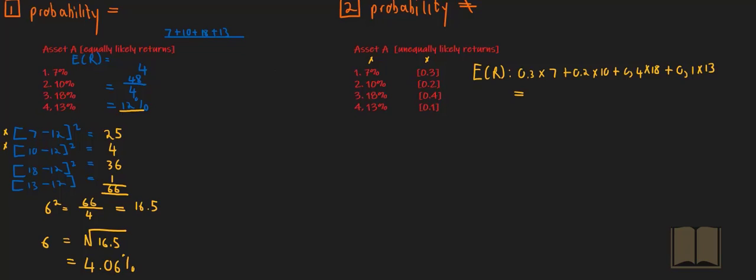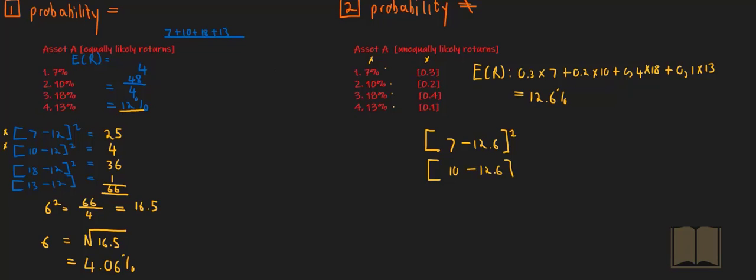So this gives us an expected return of 12.6%. If we are to work out the risk associated with this scenario, we again need to take the squared deviations. So the 7%, 10%, 18%, and 13% are all your possible outcomes. We minus each one from the expected return of 12.6% and we square that.